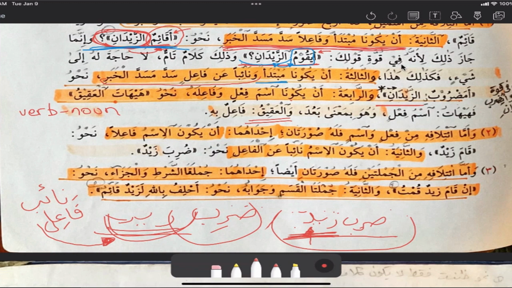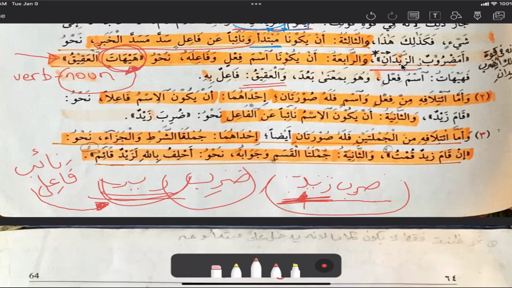So then, what's the i'rab of hayhat? Is it mubtada? Or what? I don't remember. Al-aqiq is fa'il, the verbal subject of the sentence. Where's its verb? It has something that's acting like a verb, hayhat, which is a nominal. So I don't remember what's the i'rab of the sentence.